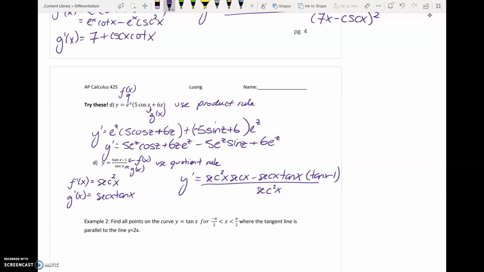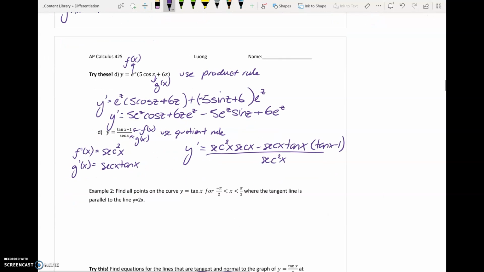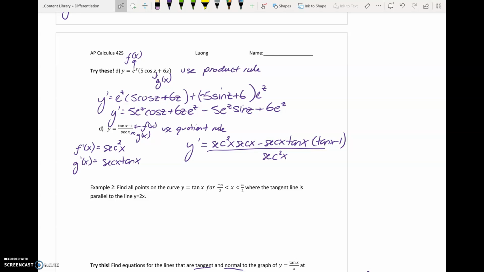The derivative of tan x minus 1, you can take the derivative of tan x, which is secant squared x. The derivative of negative 1 is just 0, so it's gone. The derivative of secant x is secant x tan x, and then you're going to follow along with your quotient rule.